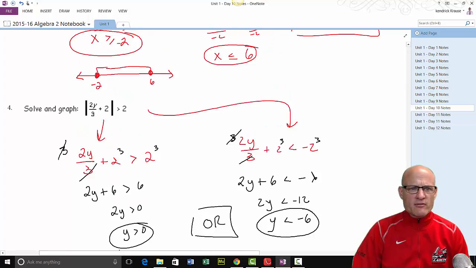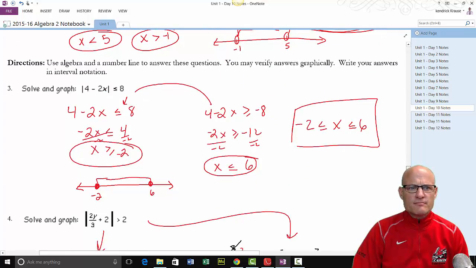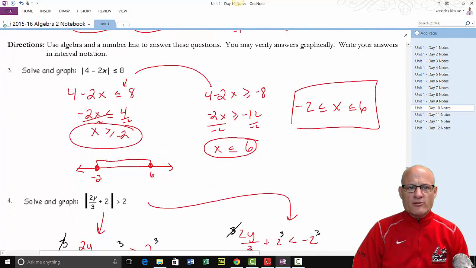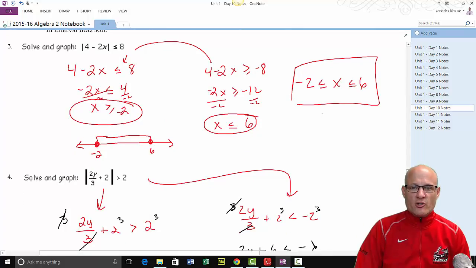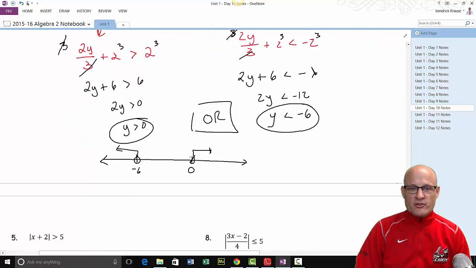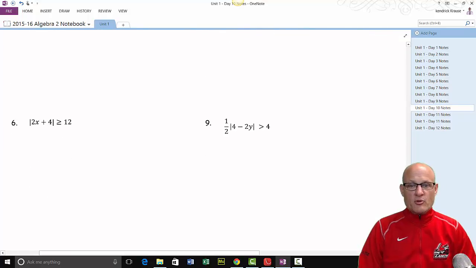Did you say you want me to write it in interval notation? Oh, write your answers in interval notation. So in this case, I can't leave this. It would be negative 2, comma, 6. And over here, since it's an or situation, I have to write negative infinity up to, not including, negative 6, union 0, comma, positive infinity.